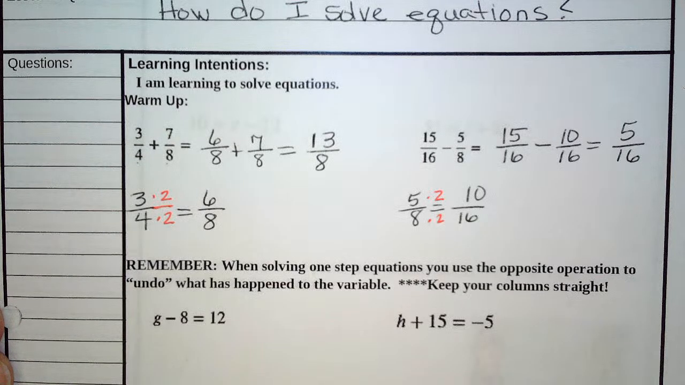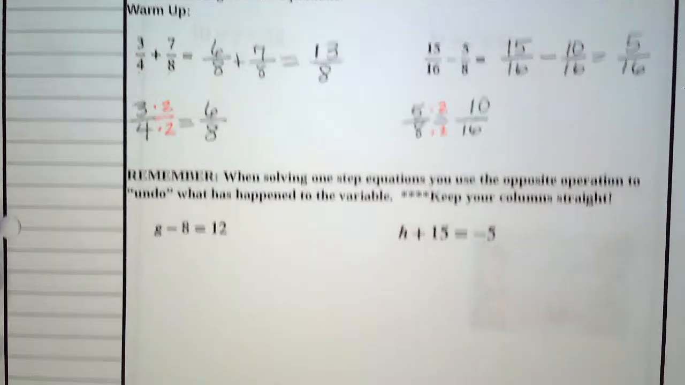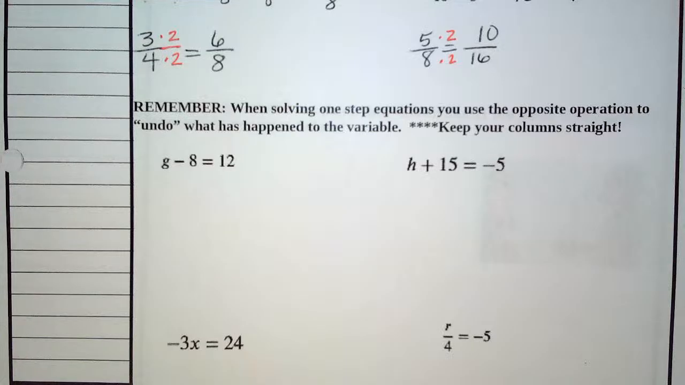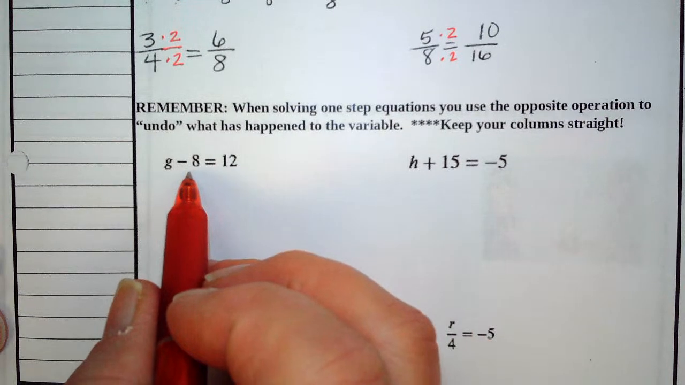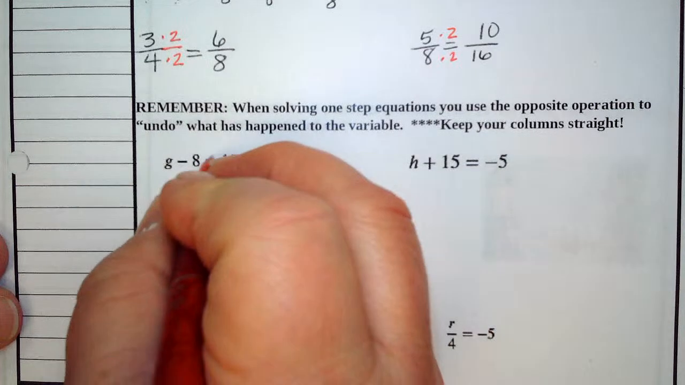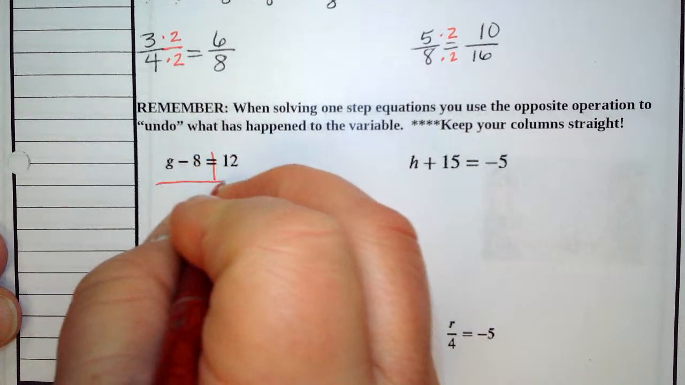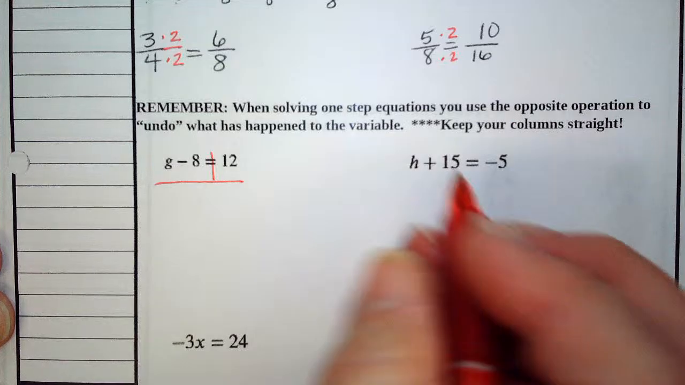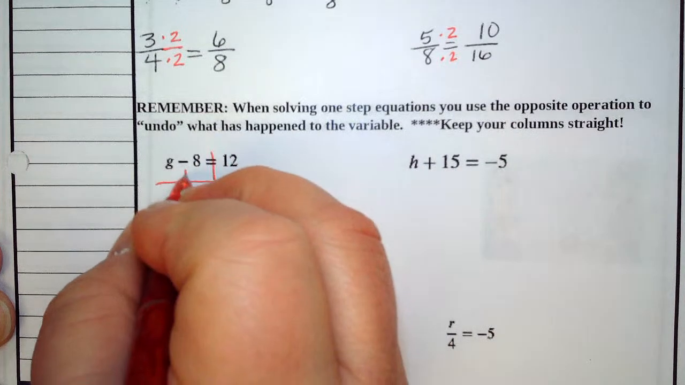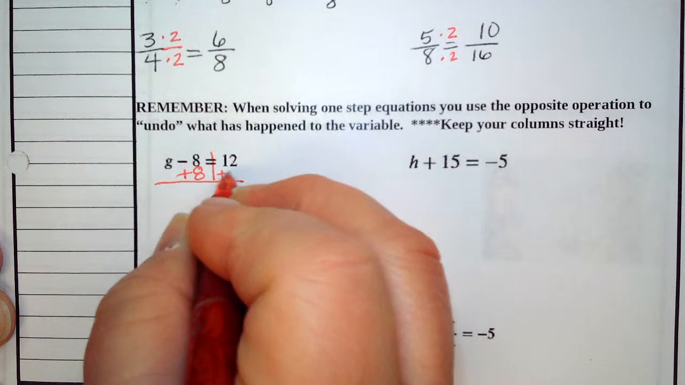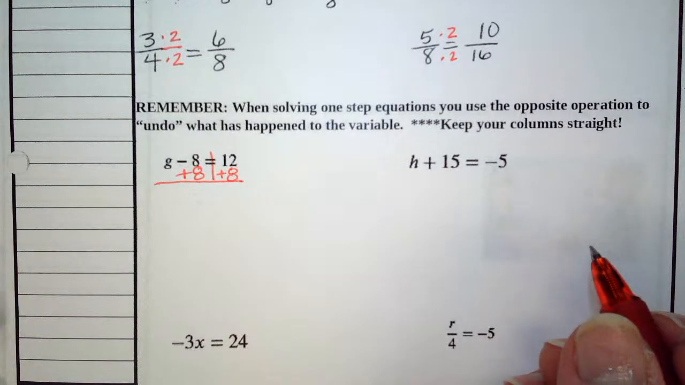So now let's get into solving equations. Remember, when solving one-step equations, you use the opposite operation to undo what has happened to the variable. Always, always keep those columns straight. So as I'm looking at the first problem, I have taken a number. I have subtracted 8 and my answer is 12. Draw a line through the equal sign and another line underneath. I have subtracted 8. The opposite is to add 8. I do that to both sides to keep things equal.